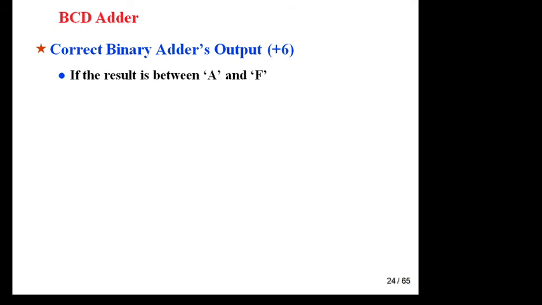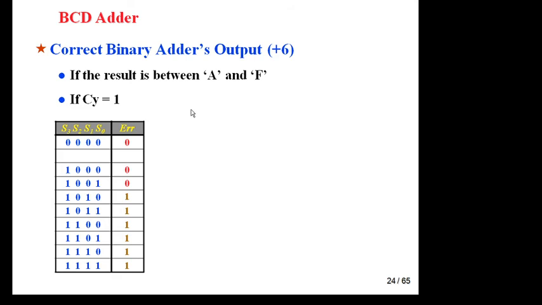So there are 2 possibilities: when the sum is greater than 9, or if carry is generated. Or you can say if the result is between A and F and carry is 1, you have to add 6. This is your correction factor. Suppose the sum is S3, S2, S1, S0 after adding two 4-bit BCD numbers from 0 to 9; we do not need any correction factor.